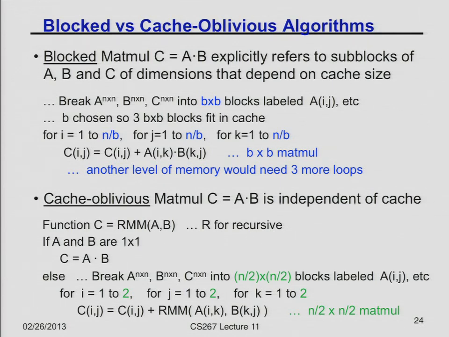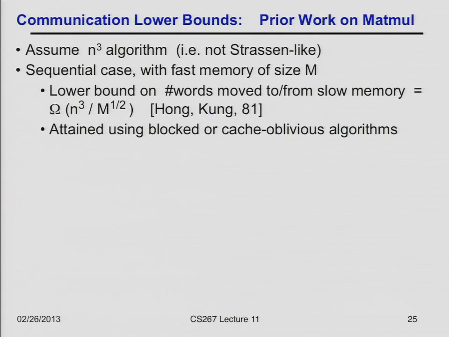So this is just by way of review. What I want to do now is tell you the lower bounds that this hits, not just for matrix multiply, but for this entire dwarf, all of dense linear algebra. Let's assume we're going to run an n cubed algorithm, so we're leaving out the Strassen kind of stuff that does n to the log base 2 of 7. In the sequential case, with one level of fast memory of size m and a huge memory, the lower bound on the number of words moved is n cubed over the square root of m. That was proven back in 1981, and attained by those 2 algorithms.